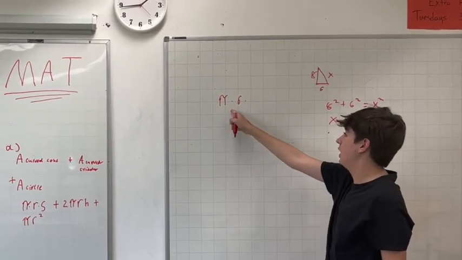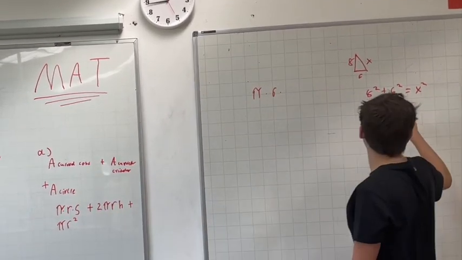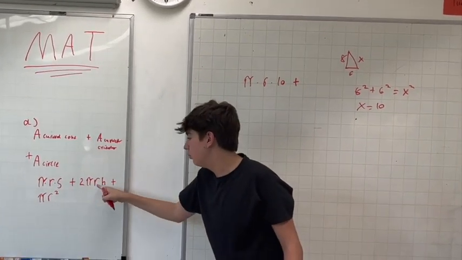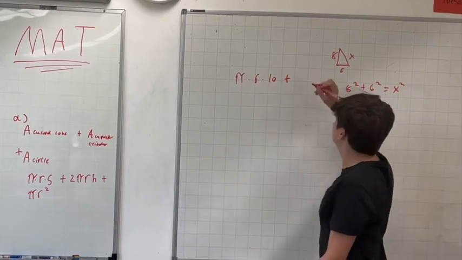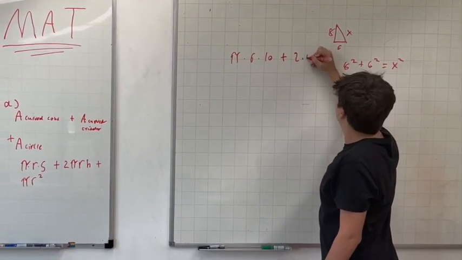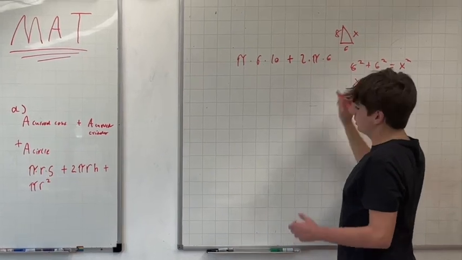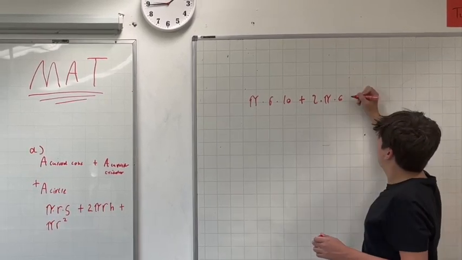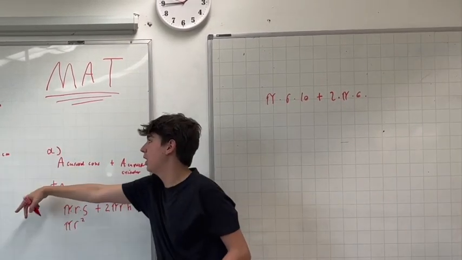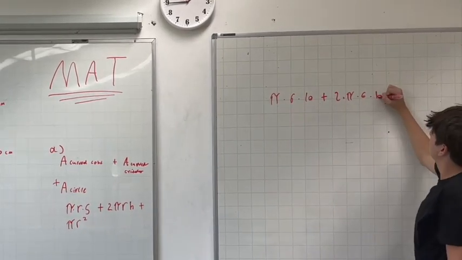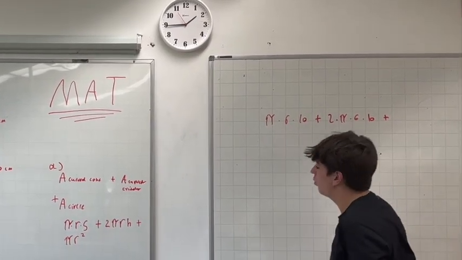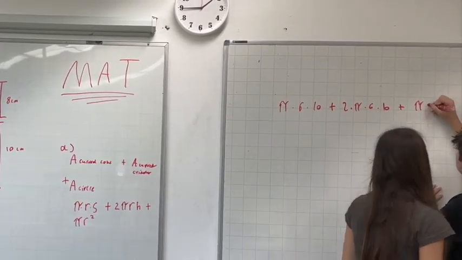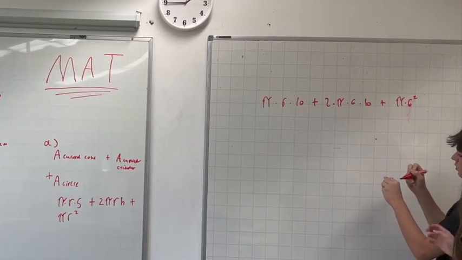So pi times 6, which is the radius, times the slant height, which we now found is 10, plus 2 pi radius times the height, which is the curve of the cylinder. So 2 times pi times the radius, 6, times the height of the cylinder, which is different from the height of the cone, which is 10, plus pi radius squared, which is the area of the circle, so pi times 6 squared.